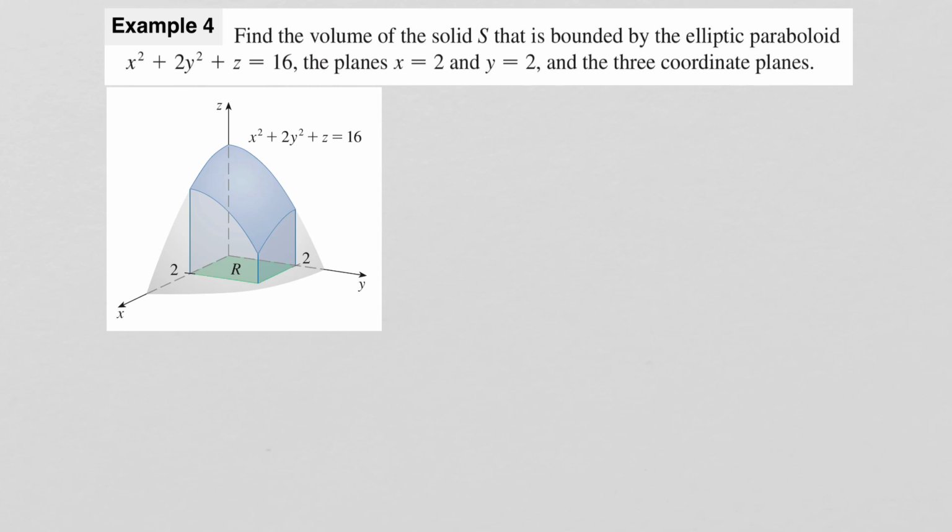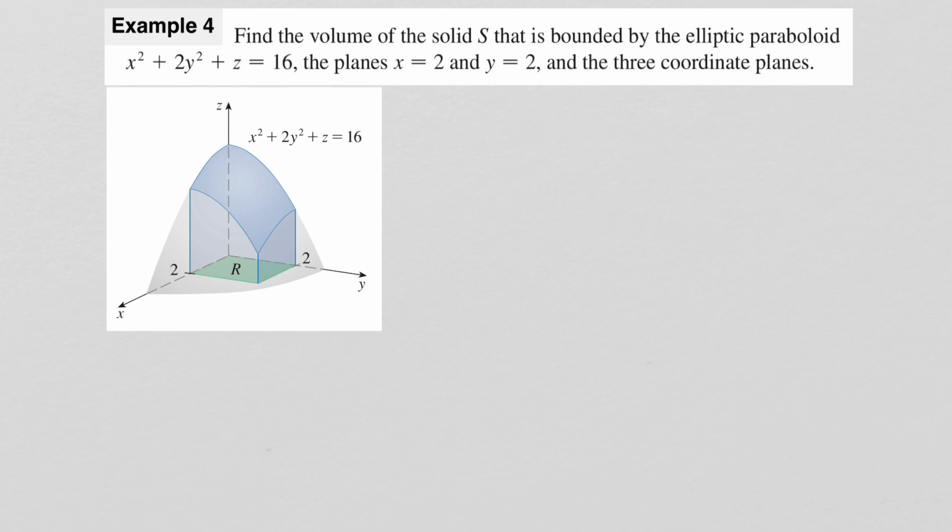Let's find the volume of the solid that is bounded by the elliptical paraboloid x squared plus 2y squared plus z is equal to 16, the planes x equals 2 and y equals 2, and the 3 coordinate planes. Okay, so here's the surface. This is the elliptical paraboloid.